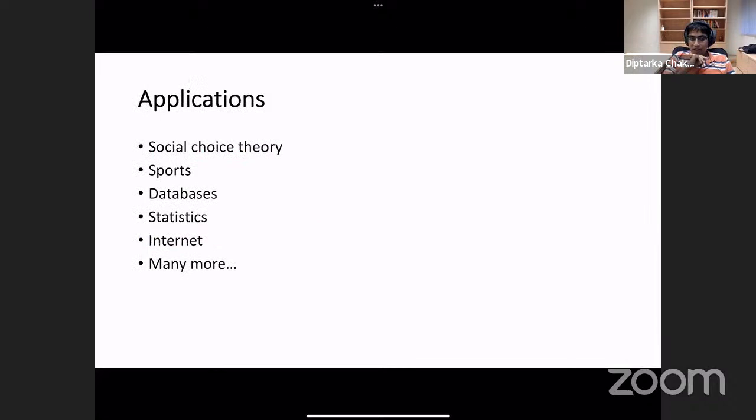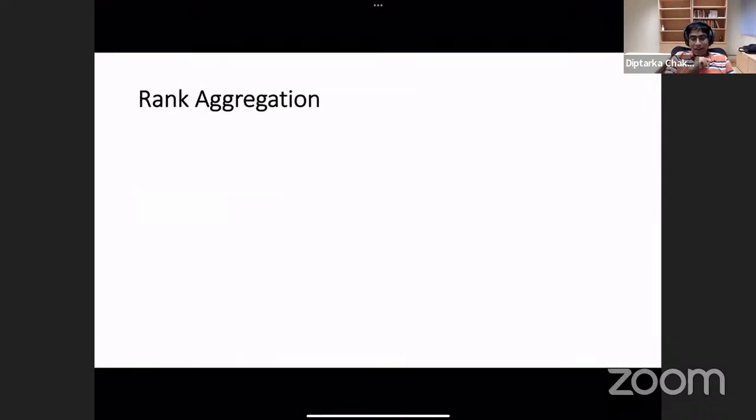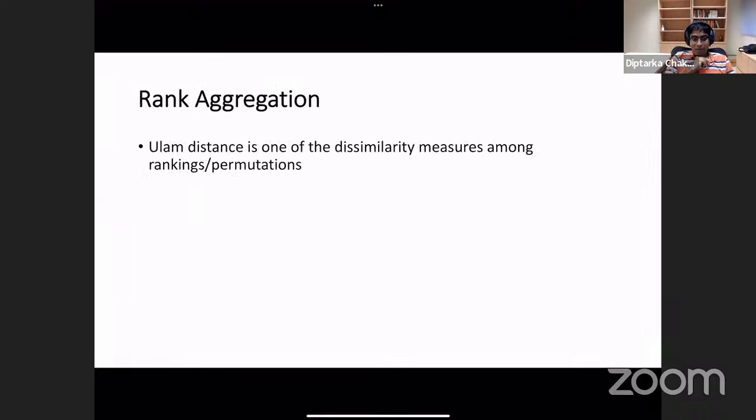This particular problem has, again, several applications, starting from social choice theory, sports, databases, statistics, the internet, and so on. And we want to solve them. I guess I am almost out of time, so within 1 or 2 minutes I will end this talk, and I will keep the remaining for tomorrow's. Okay, so this is our rank aggregation problem.